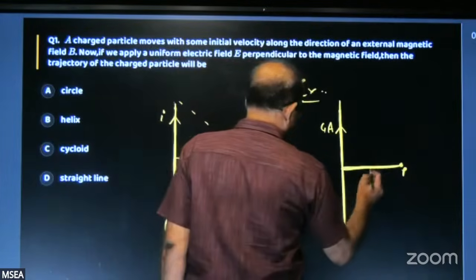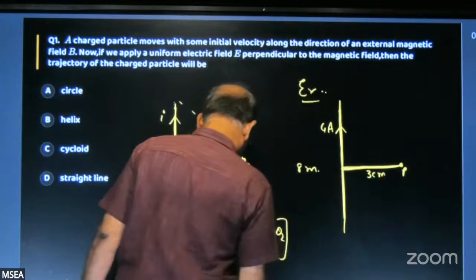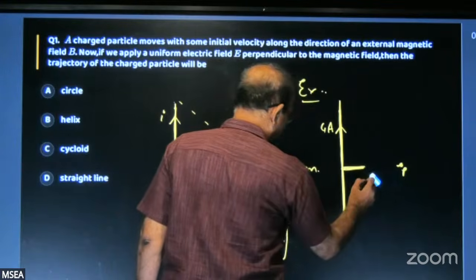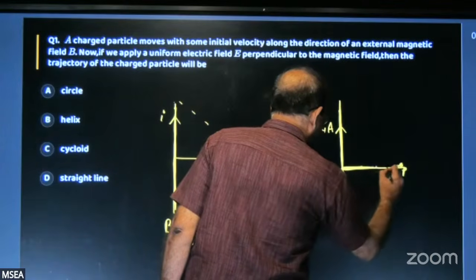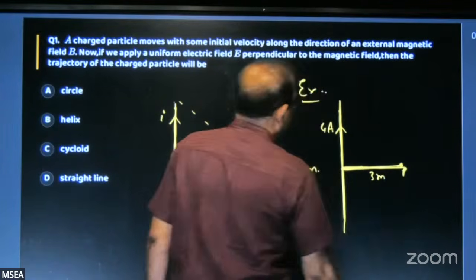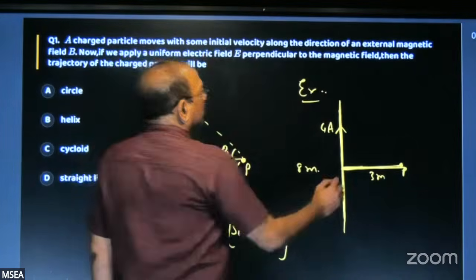On that there is a point at a distance of 3 meter. Sorry, this is meter given. At a distance of 3 meter, find the magnetic induction at that point is asked.